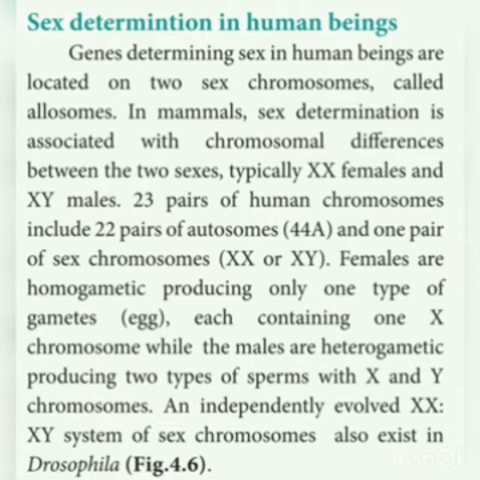Evaluation questions: the genes determining sex in human beings are located in two sets of chromosomes, one is allosomes, another is autosomes. There are 23 pairs of human chromosomes, in which 22 pairs are autosomes and one pair is sex chromosomes. Females are homogametic, homo meaning same, and produce XX chromosomes, whereas males are heterogametic, producing one X and one Y chromosome.